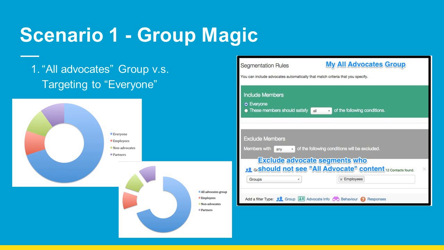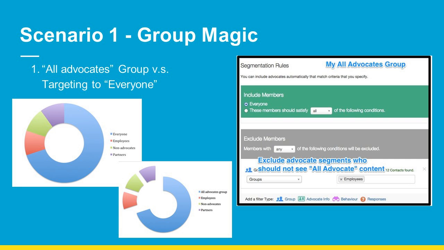The first trick is to create an all advocates group. You can see the screenshot here. You can create an all advocates group by targeting everyone in the hub and excluding other groups who are not considered advocates, for example employees or partners or any other non-advocate groups, or groups of people that you don't want to see advocate-related content. This group will also include individuals in the hub who are not a part of any groups.